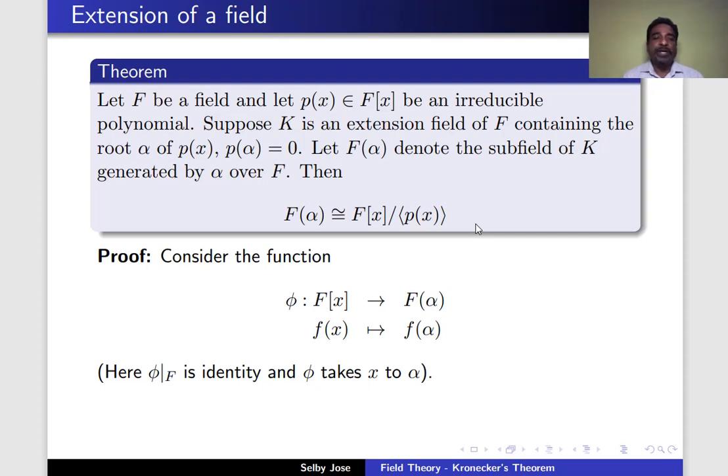Consider the function φ from F[x] to F(α), where the polynomial f(x) goes to f(α). So this means that if I take any element of F, it goes to F only, that means it goes to itself. That means φ restricted to F is an identity map, and φ in fact takes x to α.